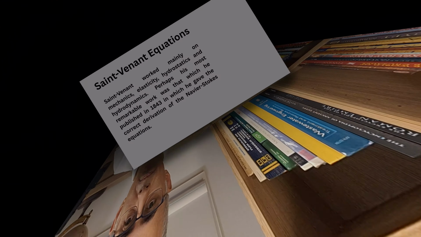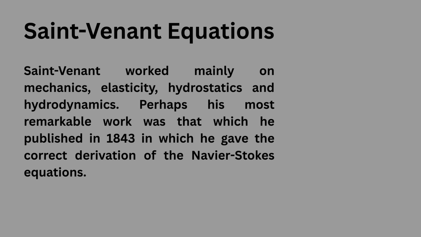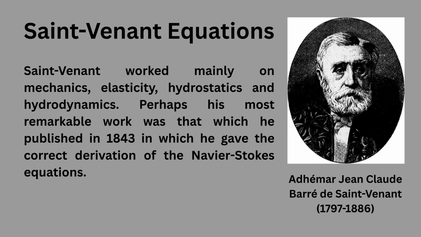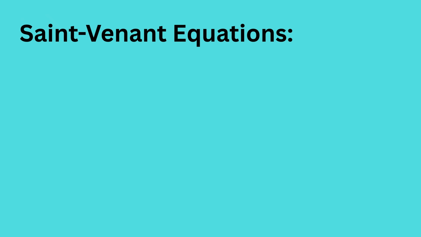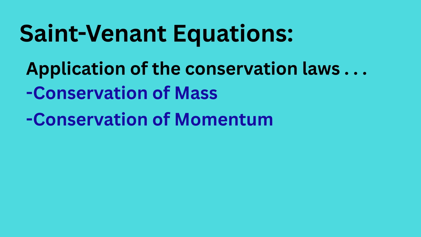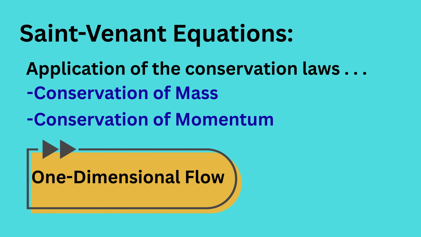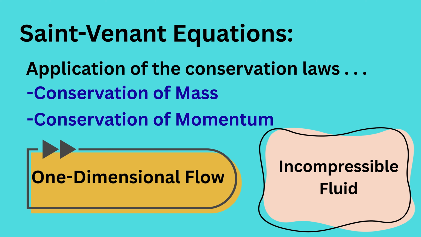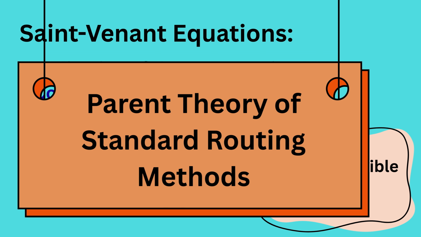Let's get started. The Saint-Venant equations are named after a French mechanician who derived them in the late 19th century. These equations represent the application of the conservation laws of physics, specifically mass and momentum, to the one-dimensional flow of an incompressible fluid. It serves as the parent theory from which all standard hydraulic routing models are derived.